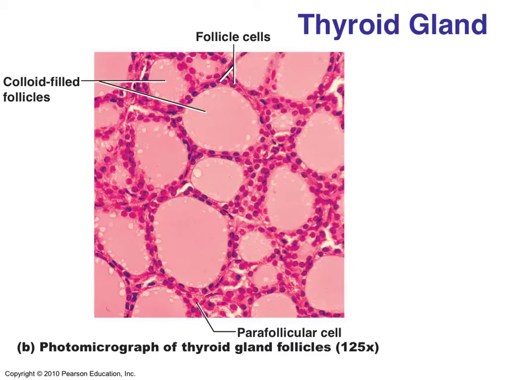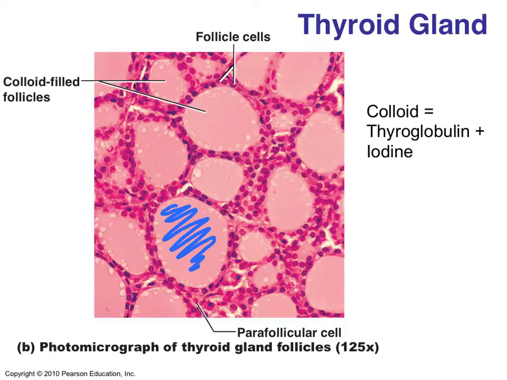As you saw in lab, the thyroid gland looks very distinct under the microscope because of the large, colloid-filled follicles. Colloid is thyroglobulin plus iodine. Thyroglobulin is the precursor to thyroid hormone, and iodine is required to make functional thyroid hormone. Iodine is brought in from the blood. Thyroglobulin is produced by the follicle cells that surround each follicle.